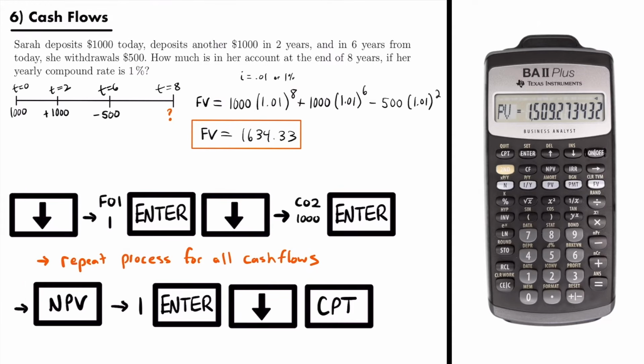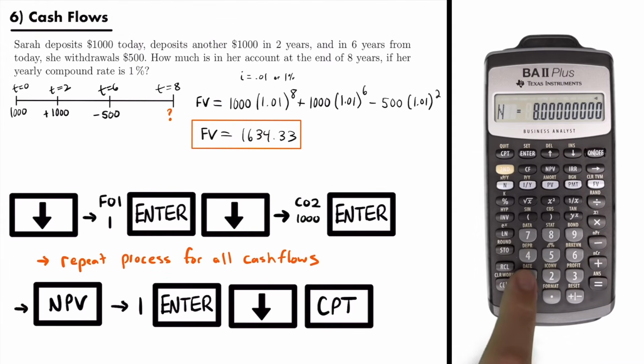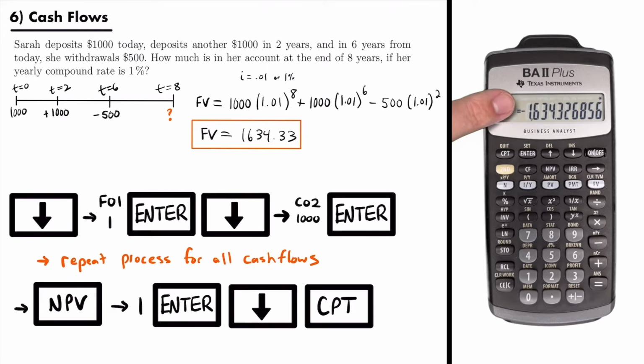Then we want to know the future value of that present value in 8 years. We currently have the value at time 0, and we want to know the value at time equals 8. So we're going to hit 8 and make that n. Then our interest rate is still 1%, so I'll hit 1 and then I/Y. Then we can hit compute future value. And lo and behold, there is our future value. Now it's negative because I forgot to make our present value negative, but just remember that this would be a positive future value. And so we have the same answer of $1,634.33, which we had when we did it by hand.